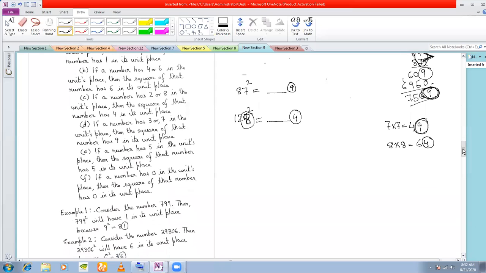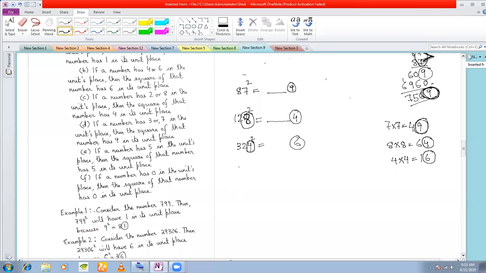Let's take another example. Let us take 324 square. What should be the last digit of this number? You take the last digit 4, you multiply by itself, you get 16. What is the last digit you see here? 6. So the last digit of this number has to be 6.